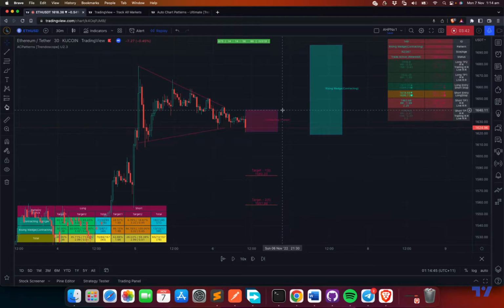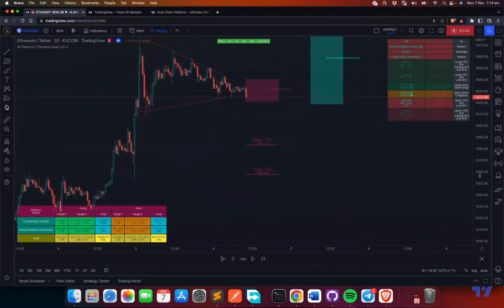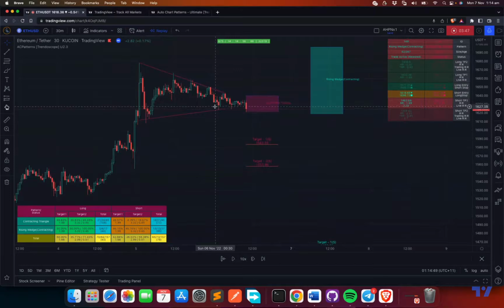You can also see some statistics on when this kind of pattern happened in the past, how many of them hit target one and how many hit target two. Let's say the contracting triangle here: if you look at the short side, only 28% hit target one, but the risk reward ratio is 2, so it's not as bad as we think. Target 2 was hit only 4.76% of the time, and the risk reward is 3.32.